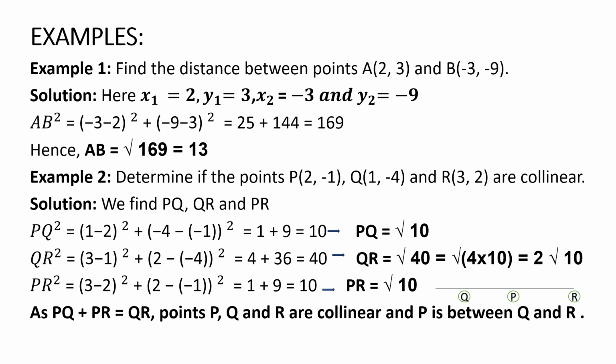Similarly, PR square is equal to 10. So PR is root 10. So now from the above values, we can say that PQ plus PR is equal to QR. So the 3 points are collinear. Now, since PQ plus PR is equal to QR, it is very clear over here that P is between Q and R.